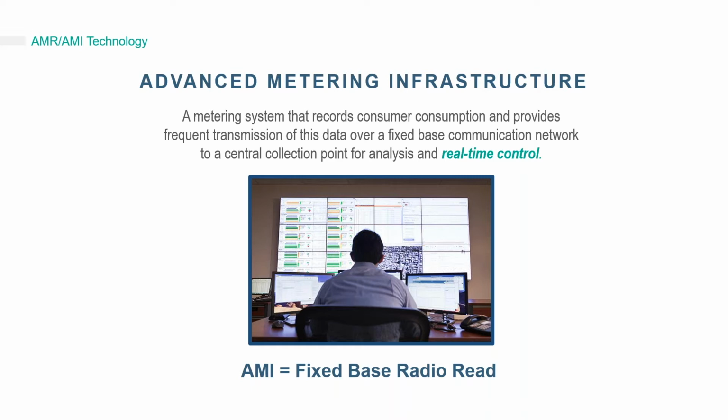So advanced metering infrastructure, or AMI, is a metering system that records water consumption data and also provides frequent transmission of data through a fixed-based communication network to a central point for analysis and real-time control. Transmission intervals vary depending on the manufacturer, but they're often adjustable. Typically, you're getting hourly data that's provided once a day. AMI systems can also allow the utility to collect a reading at any time with the click of a mouse.